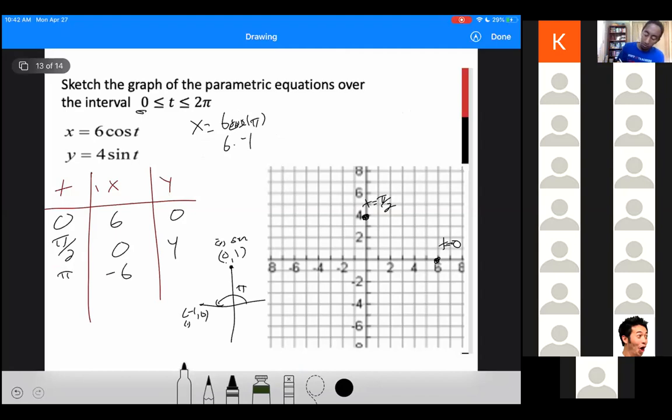And then we do the same thing for y. 4 times sine of pi. Sine of pi is 0. So 4 times 0 would be 0 there. So negative 6, 0 for t equals pi.